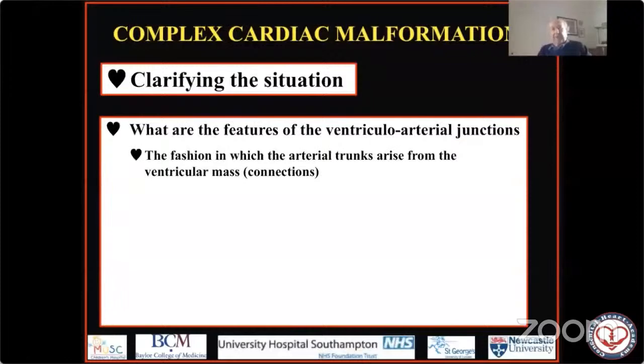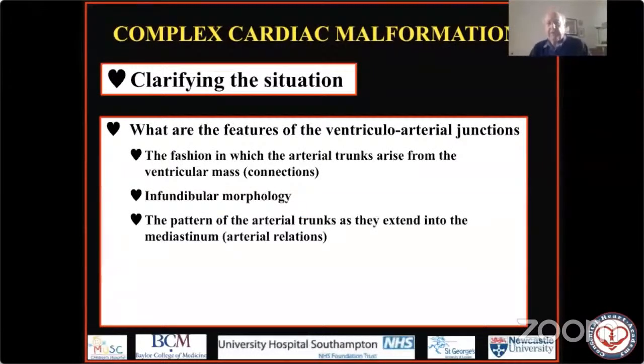And when we consider their features, as I've said, most important is the way in which the arterial trunks arise from the ventricular mass. And as you know, that is what we call the ventricular arterial connections. The second feature is infundibular morphology. And the third feature is the pattern of the arterial trunks, their relationships as they extend into the mediastinum. And we have two situations to take into account here. One is the relationships of the arterial roots to themselves, and the other is the nature of the trunks as they extend into the mediastinum.